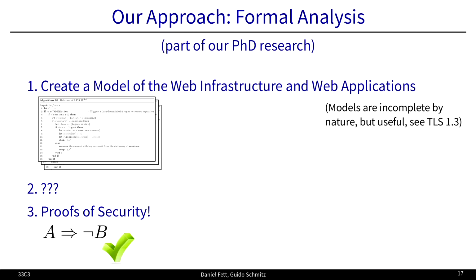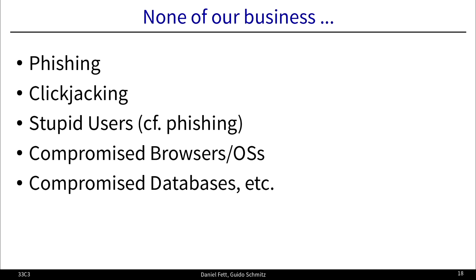Of course, the hard part is number 2 here, as always. And some things our model cannot capture, and we don't want to capture these. So, for example, phishing attacks, or click-jacking attacks, or just stupid users that send their password to the attacker. These are things that are out of the scope of the stuff that we are looking at here. In the same manner, compromised browsers or compromised databases and so on.